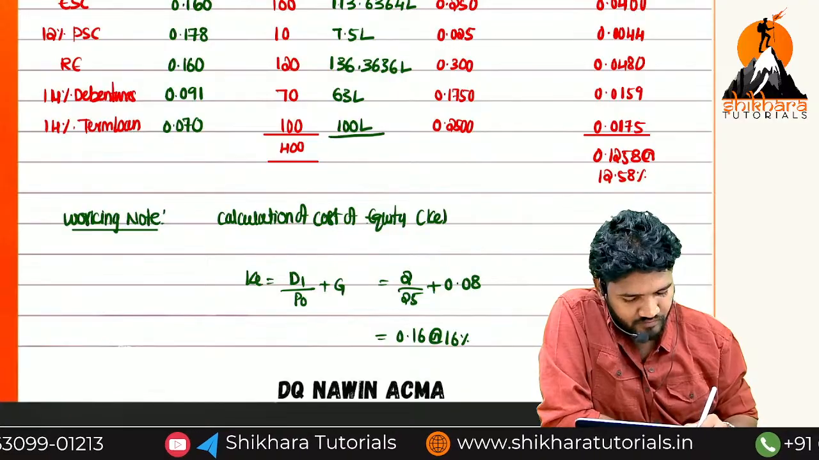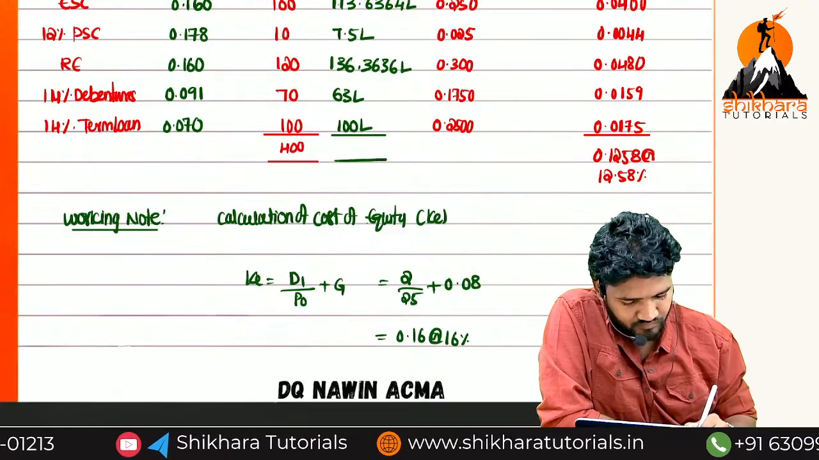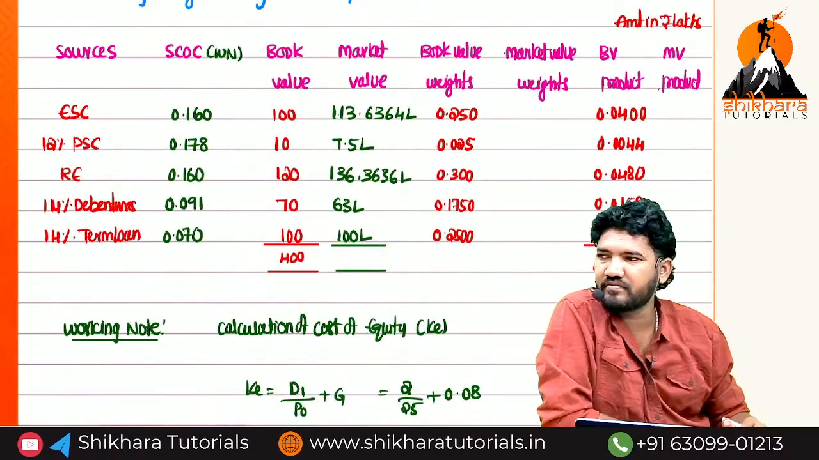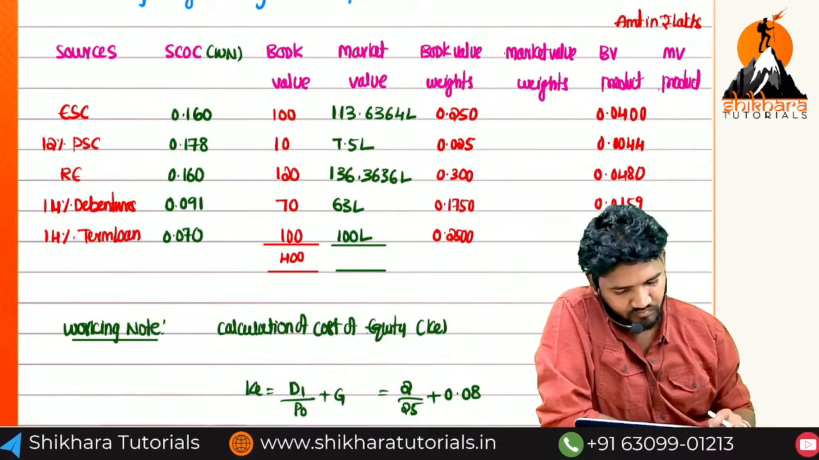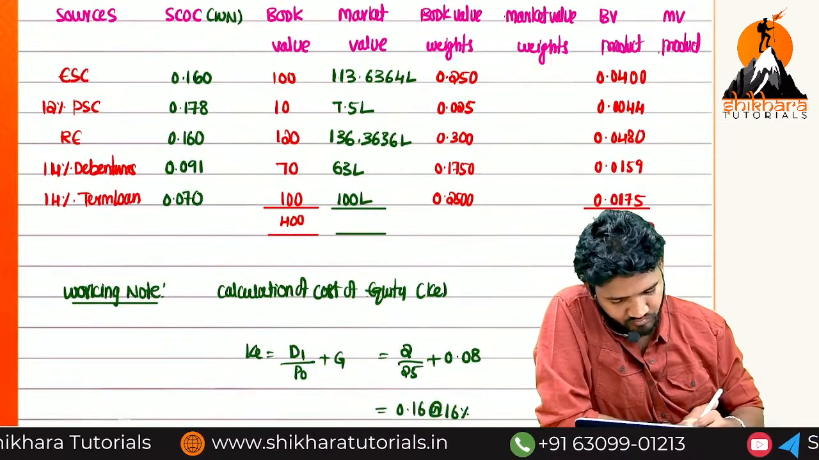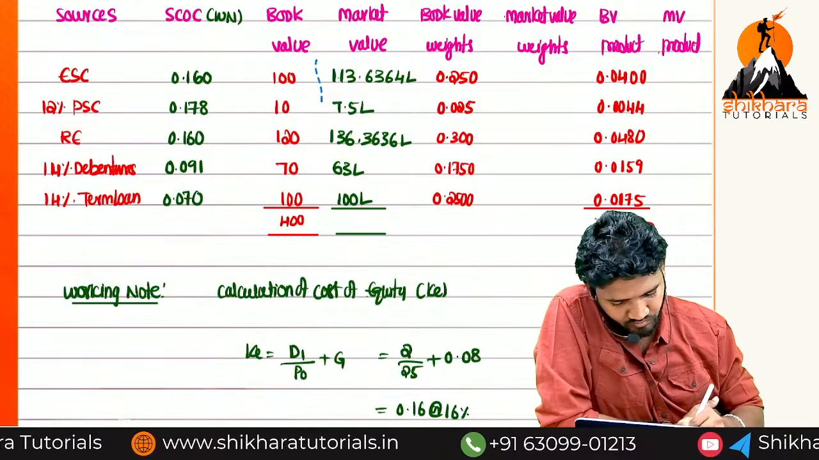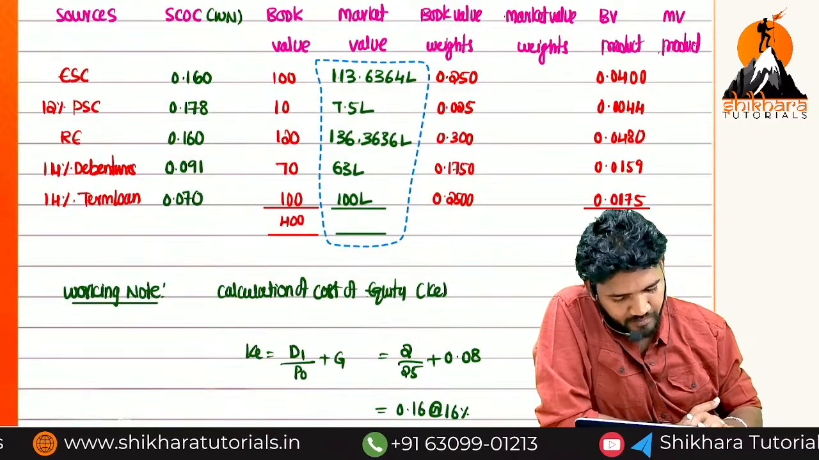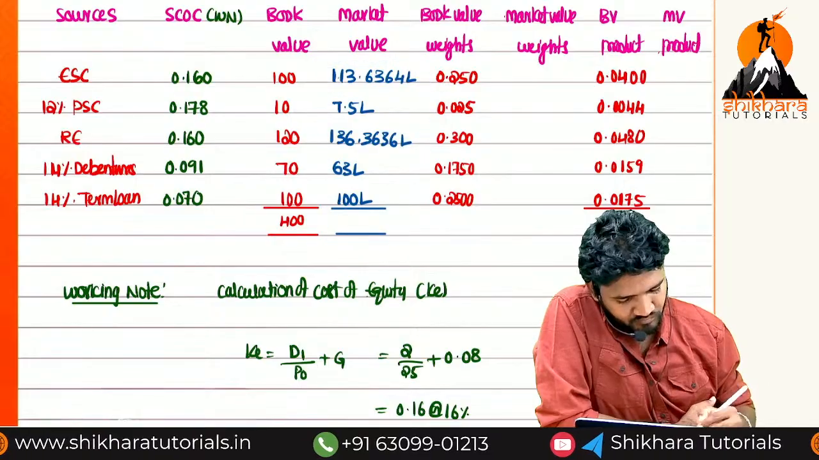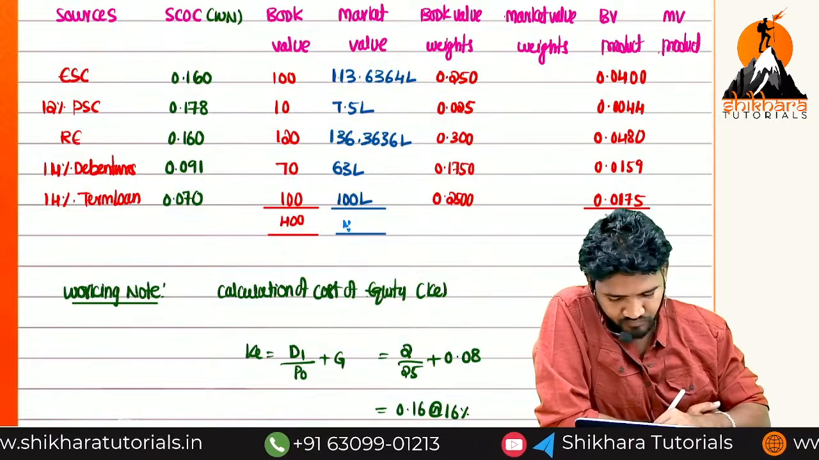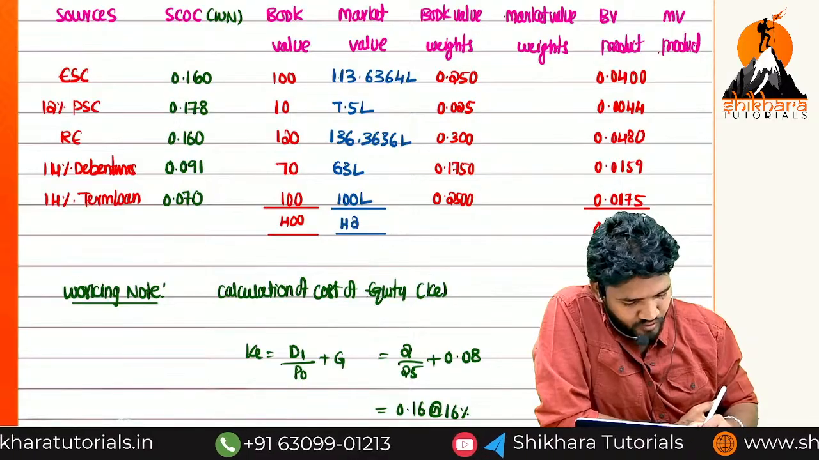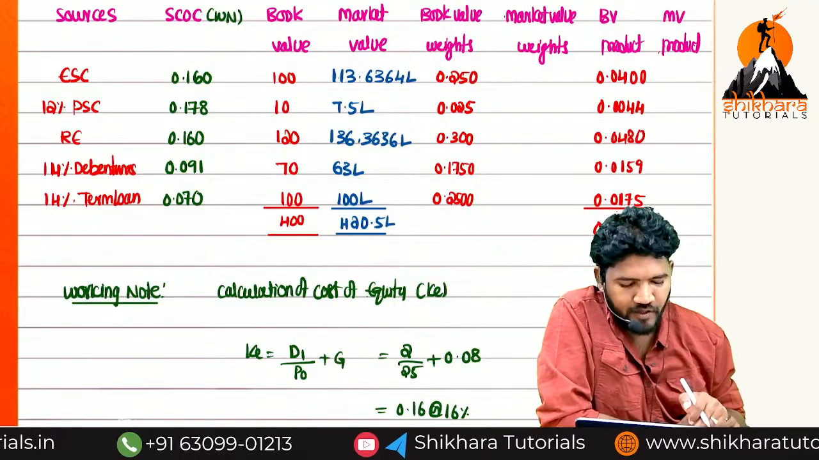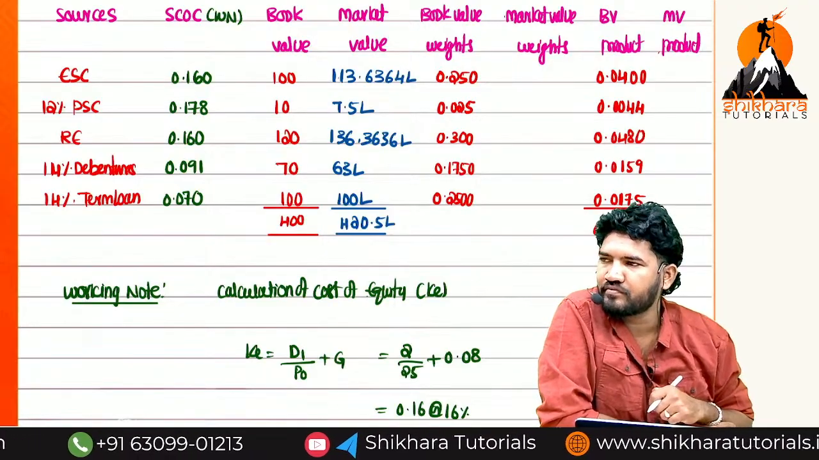Now please tell me the total. 250 plus 7.5 plus 63 plus 100. One minute. 420.5 lakhs. Now for this 420.5 lakhs, you have to calculate weights. Please tell me the weights.